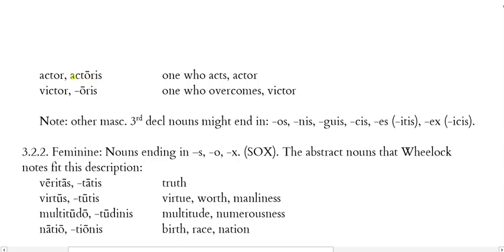So actor and actoris is one who does an action, in this case, one who acts, an actor. Victor and victoris, one who overcomes, or a victor. Now, this isn't mentioned in Wheelock, but other third declension nouns could be masculine when they end in os, nis, gis, kis, ace, and x. And here, a third declension noun with ace, its genitive will end with itis, and with x, it'll be icis.